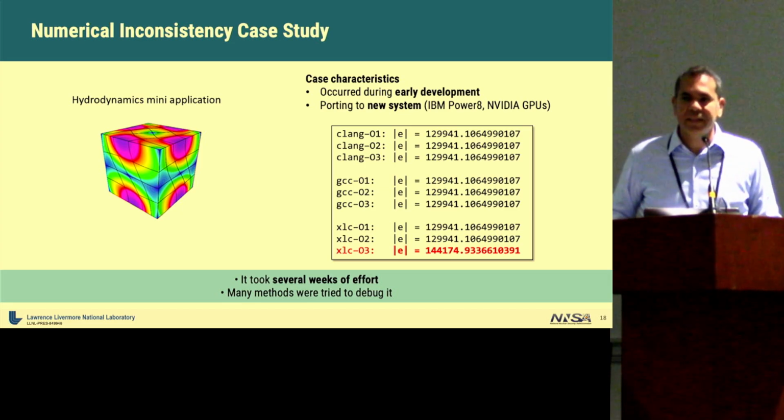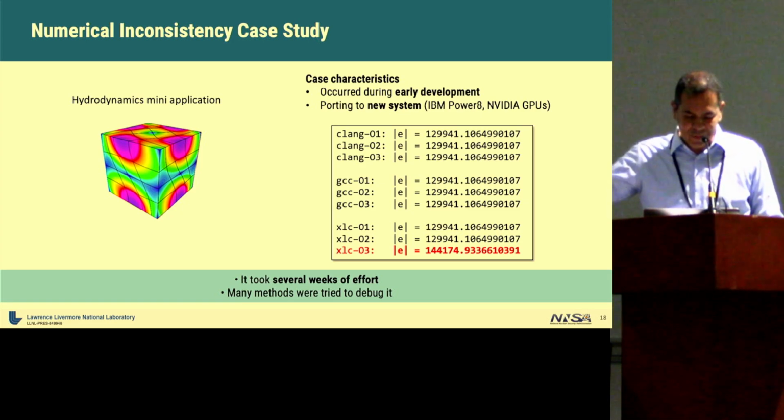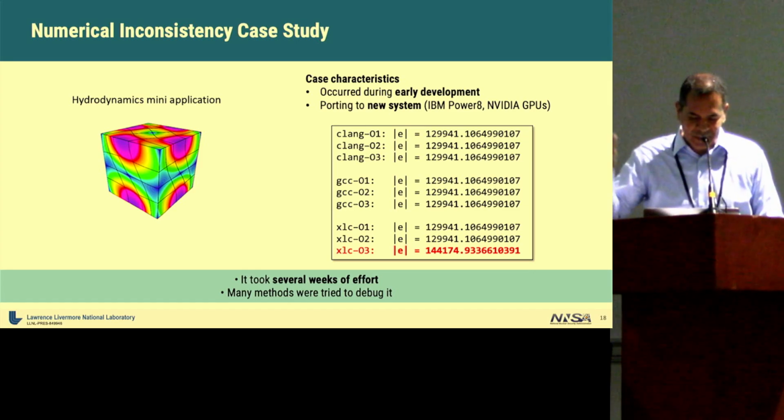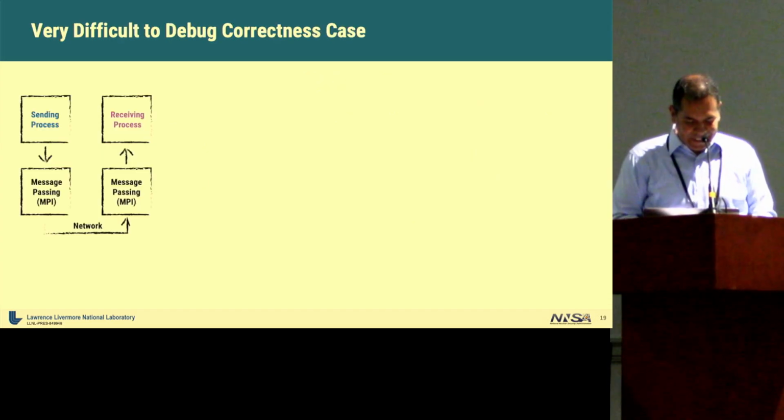We tried many things. We tried delta debugging, analyzing the assembly, using debuggers, and so on. So this consumed a lot of time. So that's one example of productivity loss there. This is another interesting case.